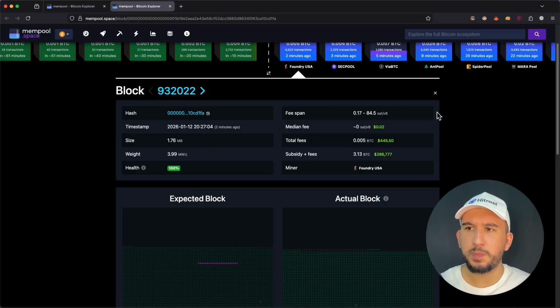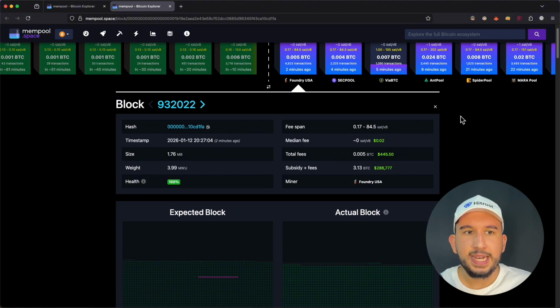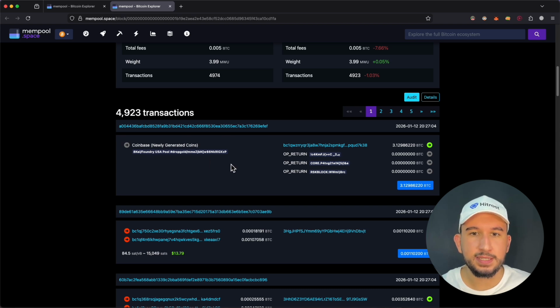Why would anyone spend millions on electricity to mine Bitcoin? Because the block has a reward, and that reward is created in a very special transaction called the Coinbase transaction. This is the only place where new Bitcoin is created. Inside this block, if I scroll down, we can see all the transactions inside this block. We can see the Coinbase transaction where new Bitcoin was being mined. Exactly 3.1 Bitcoin was mined. This is new Bitcoin coming into existence.